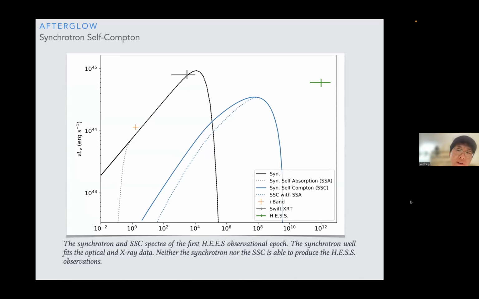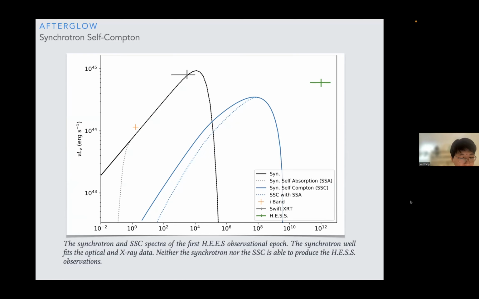And this burst has a very high energy emission. Our previous synchrotron fitting cannot produce it. The synchrotron fitting is the black line on the left side. So we also tried to apply the inverse Compton in our model.